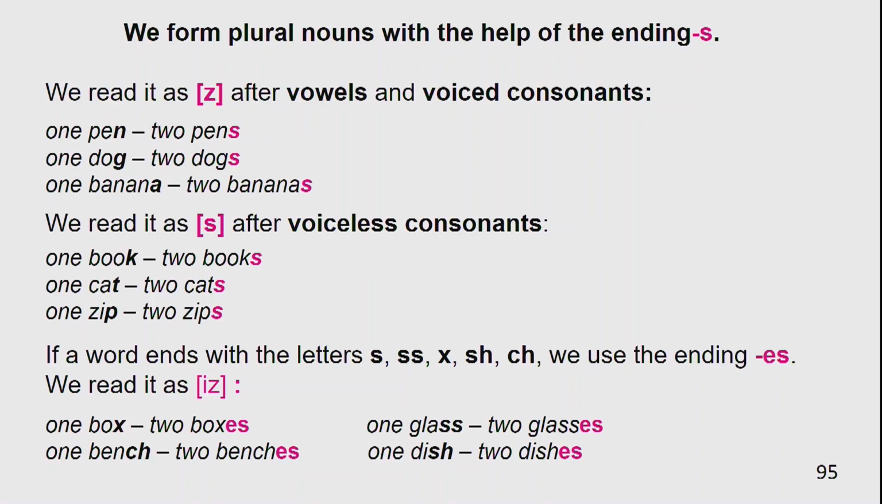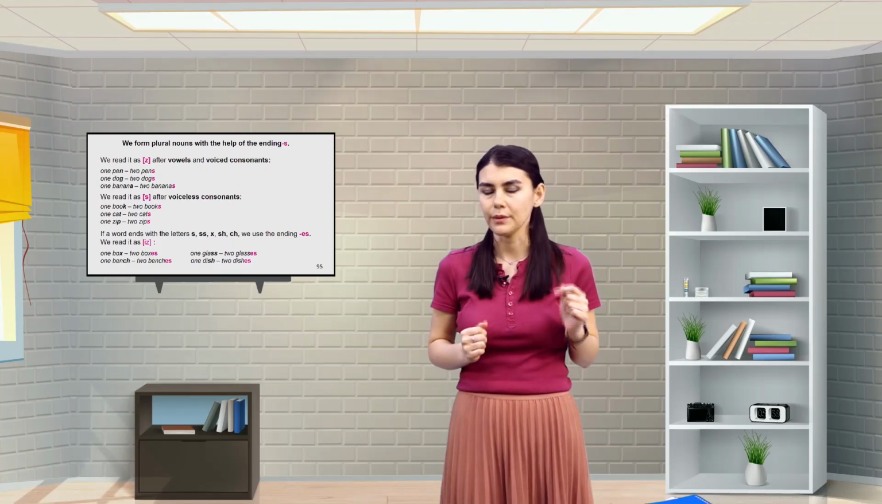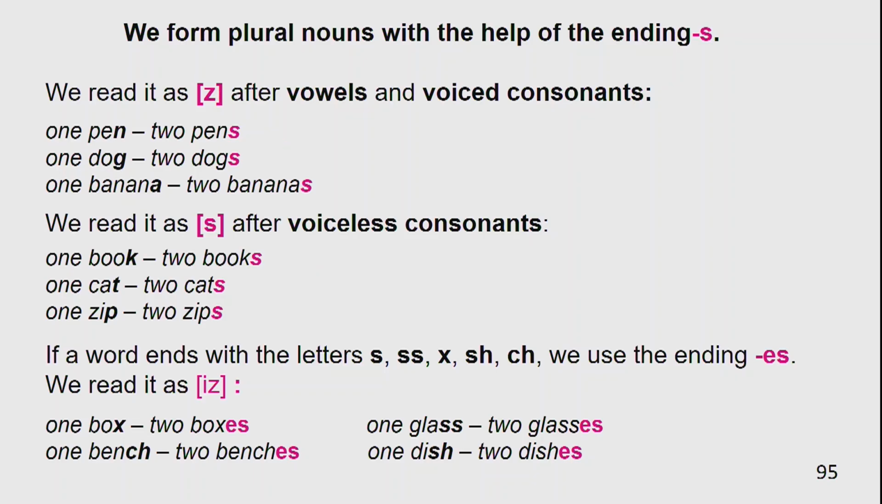1 pen, 2 pens. 1 dog, 2 dogs. 1 banana, 2 bananas. We read the ending s as the sound s after voiceless consonants. For example, listen. 1 book, 2 books. 1 cat, 2 cats. 1 zip, 2 zips.